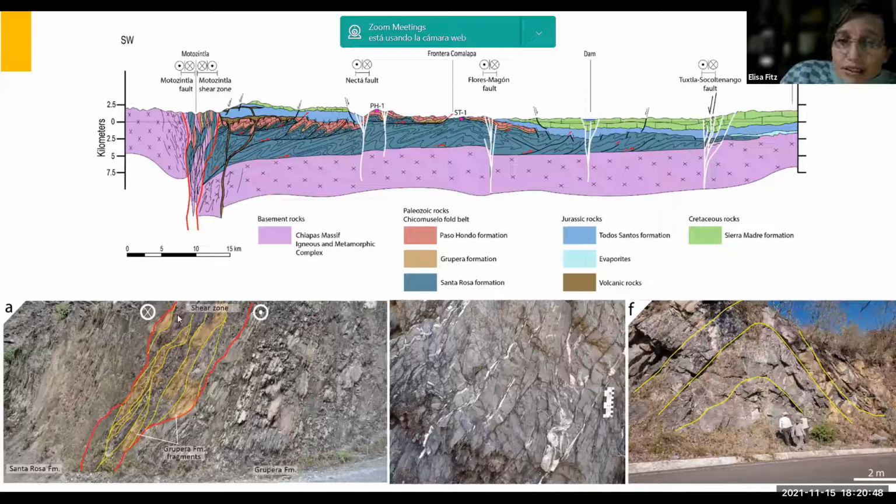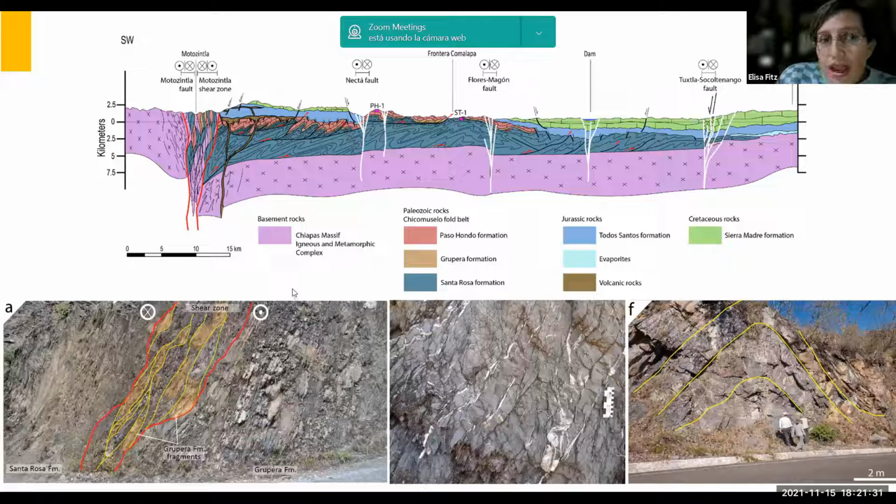These photographs that you see underneath are evidence of the structures, the typical faults and thrusts that we observe in the eastern exposures of the fault-thrust belt. But as we move to the south, we start to see a dominant shear-related foliation that at some point even completely destroys the stratigraphic order or even the texture of the rocks, developing this very strong foliation in which we see this classical block-in-matrix sort of fabric within the Motocintla shear zone.